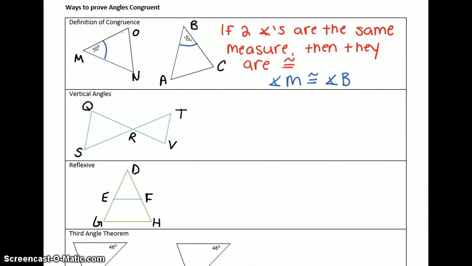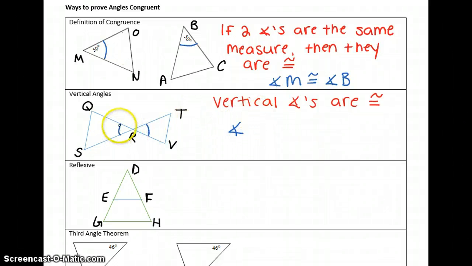Another way to prove angles are congruent is vertical angles. Anytime you see vertical angles, you know that they are congruent. Vertical angles make an X shape with each other. So in this picture, it's the two angles here at R. Now when I name these angles, I want to use three letters so I know which one I'm talking about. So the one on the left-hand side here, I'll name angle QRS. And because it's vertical, I can say that it's congruent to angle TRB.